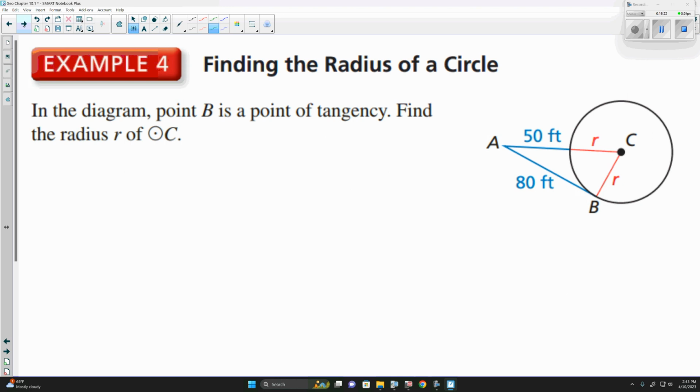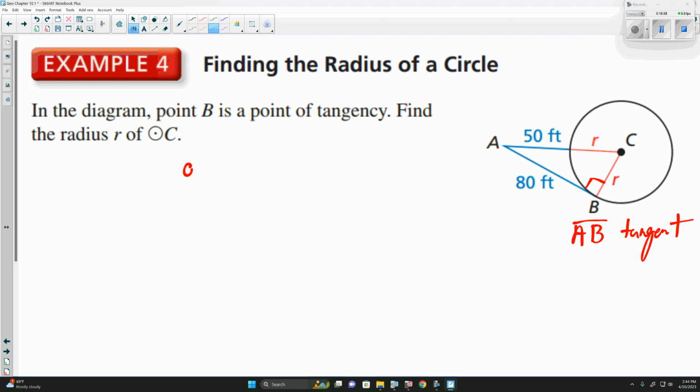And if we look at this here in the diagram, point B is a point of tangency. Find the radius R of C. So since point B is a point of tangency, it means line segment AB is tangent. Line AB is tangent. B is a point of tangency, so line AB has to be a tangent line, which means this here is a right angle. Yes? Okay.